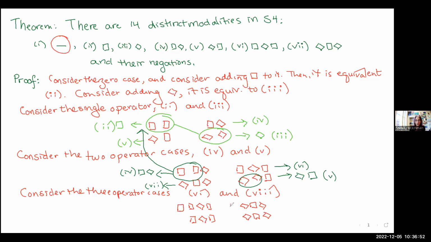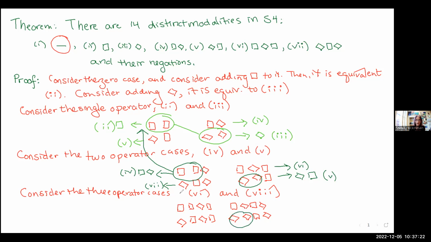We can either put boxes on the front of them, or we can put diamonds on the front of them. And then we need to show that the results are either already in the list or equivalent to things in the list. Now, none of these are in the list because they're all 4 operator strings, and we only have 14 maximal 3 operators in our list. So we need to show that each of these is going to be equivalent to something in the list.